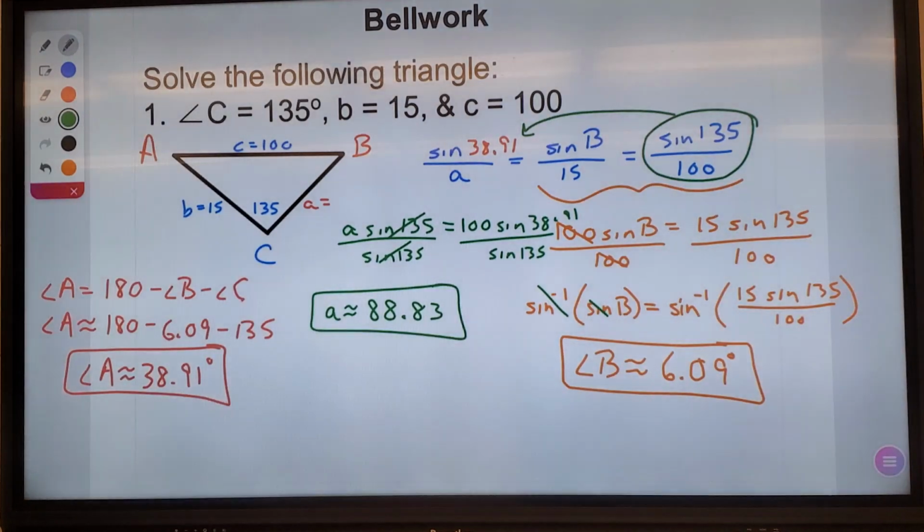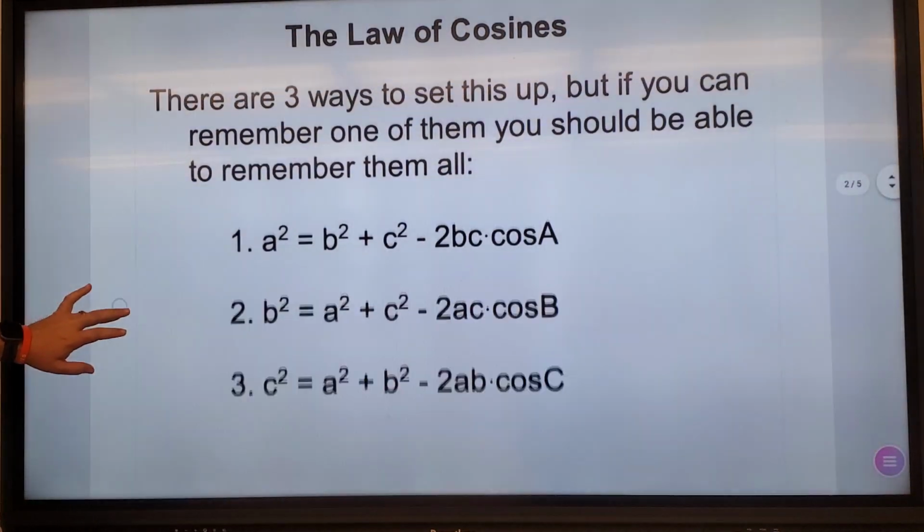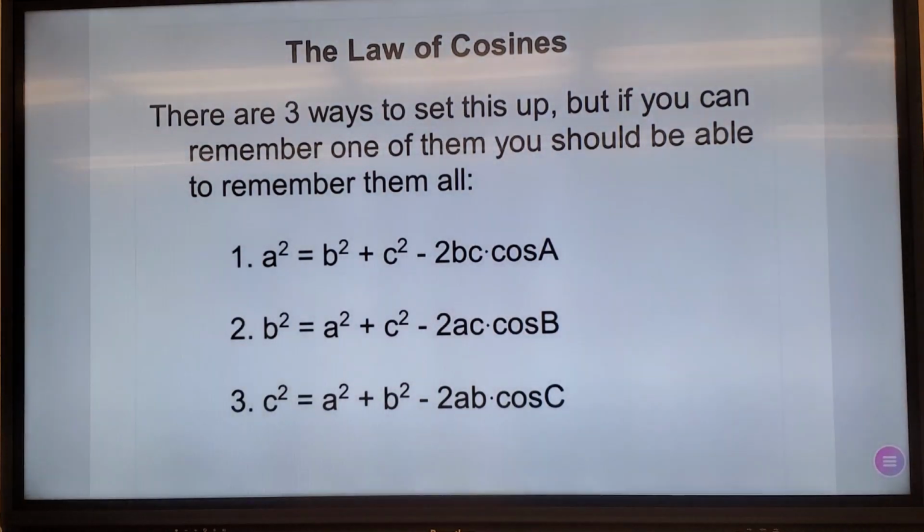Okay. Moving on to the actual notes here. We only have a couple pages here, so it's going to be pretty quick. This page, law of cosines, you'll notice that there are three different setups. Notice they are very, very similar to each other. The only difference is what is in front and what is at the end. So pay close attention to that.